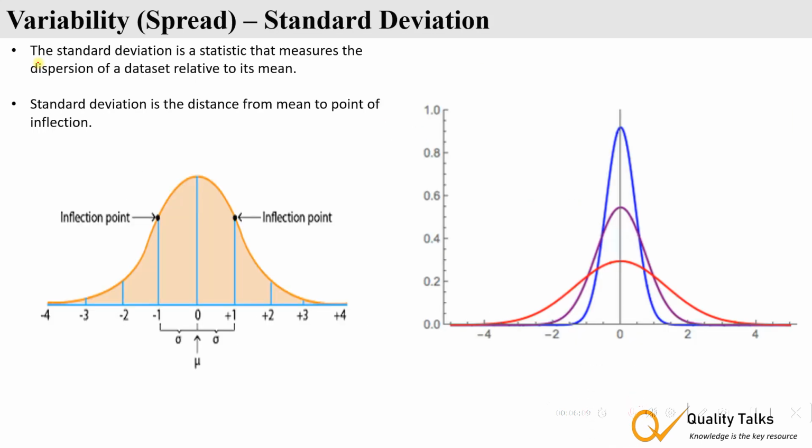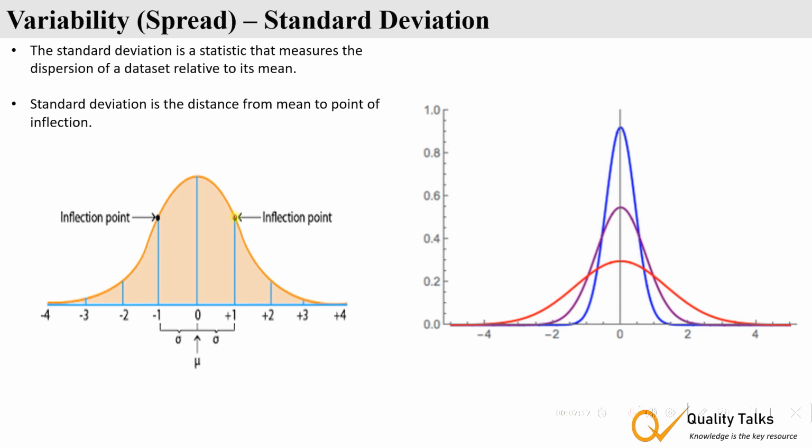The third measure of variability is standard deviation. Standard deviation is a statistic that measures the dispersion of a dataset relative to its mean. So standard deviation, with respect to the mean, shows the dispersion of the data. The higher the standard deviation, the higher the dispersion of the data. And standard deviation is the distance from the mean to the point of inflection. It is the point where the curve changes direction.